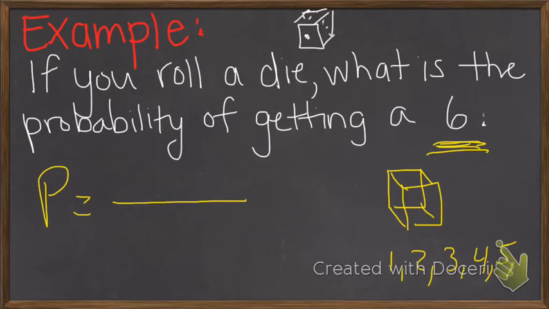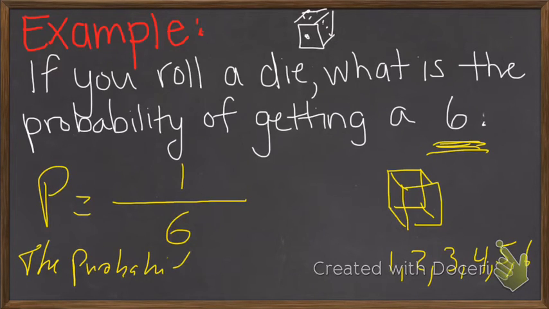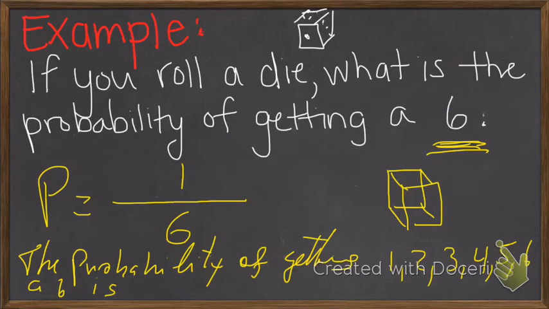1, 2, 3, 4, 5, and 6. Those are the numbers that you see on the die. So your possible outcomes would be 6, and that goes on the bottom, and you only have 1 side with 6 dots, so that would be a 1. So the probability of getting a 6 is 1 out of 6. That is the full sentence that you should get used to writing as the answer.